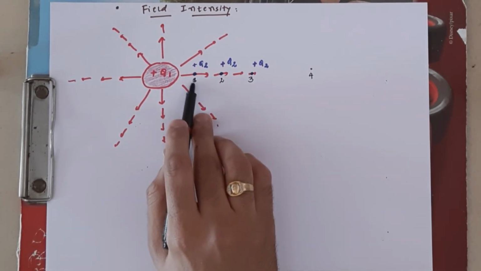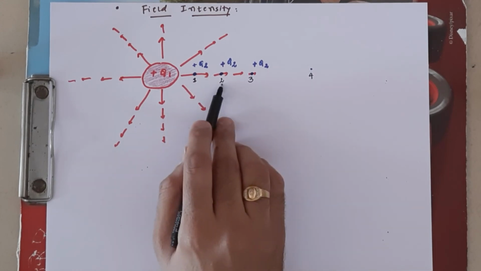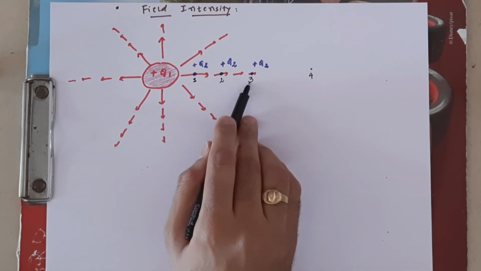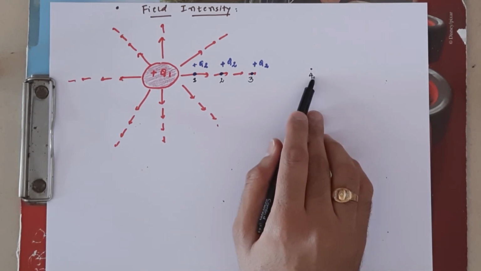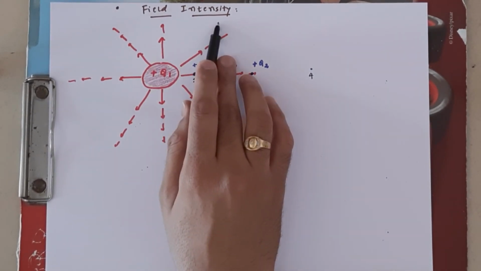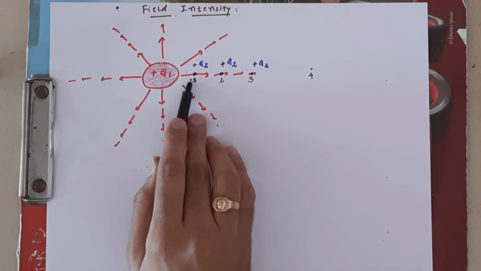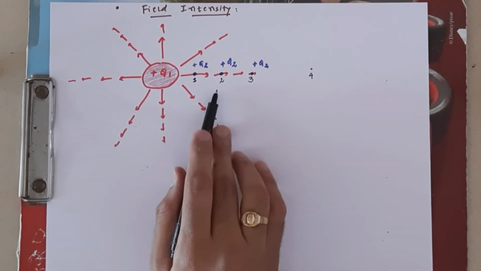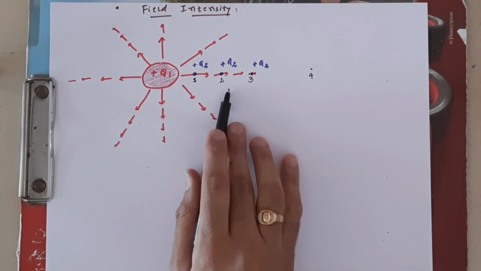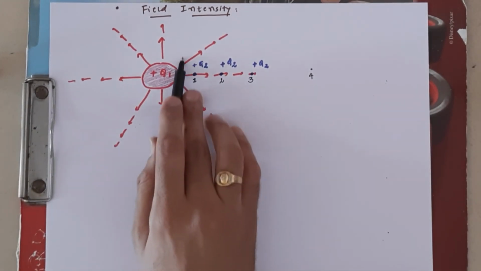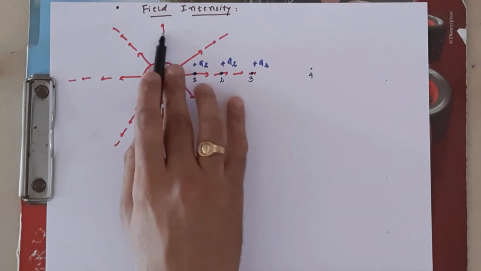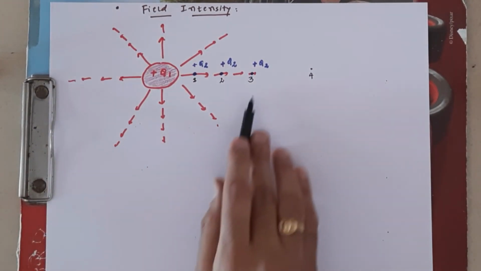So at the first point the field intensity is maximum, at the second point it is minimum, at the third point it is again minimum, and at the fourth point the field intensity is 0. So what do you mean by the field intensity? Field intensity means strength. It is known as the field strength at each and every point. The field intensity is maximum at the nearest point of the charge, and minimum at the furthest point of the charge.